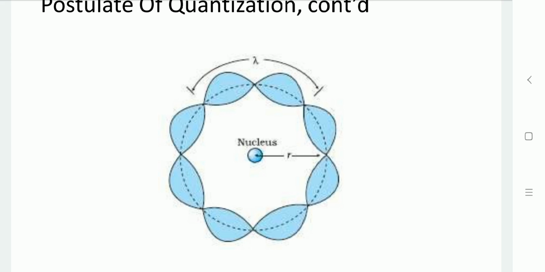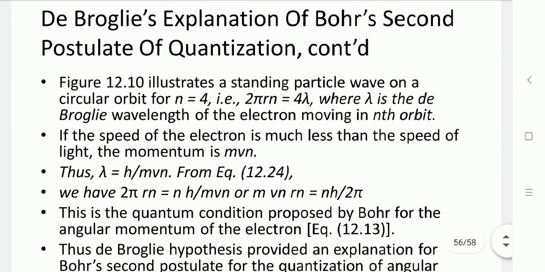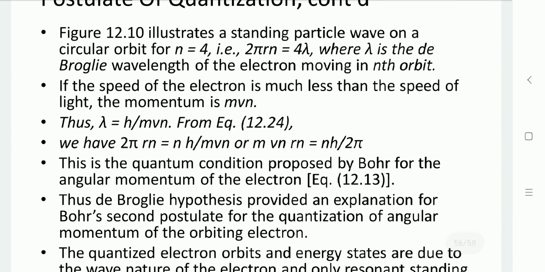It is defined here for n equal to 4. So 2πr_n equals 4λ, and this λ is the de Broglie wavelength of the electron moving in the fourth orbit. Here the speed of the electron is less than the speed of light, so the momentum is mv_n. So λ equals h divided by mv_n, and we have 2πr_n equal to nh upon mv_n.